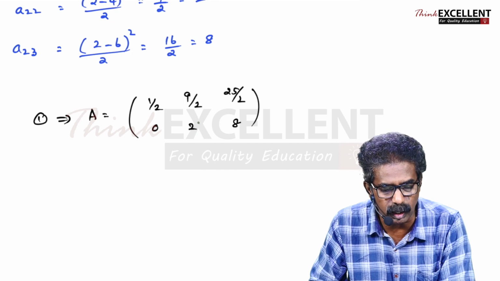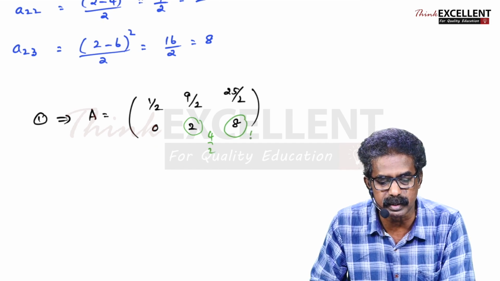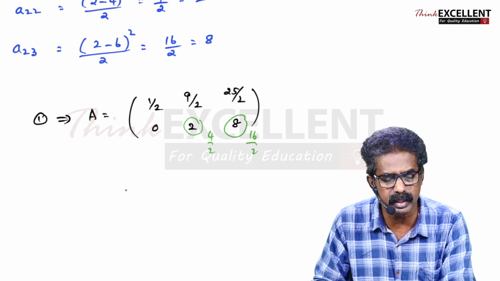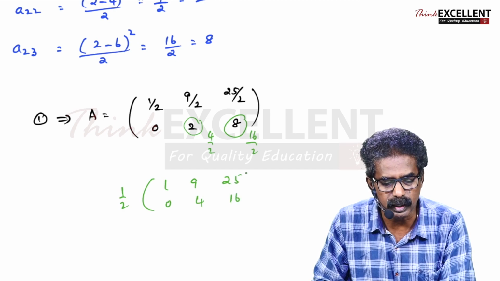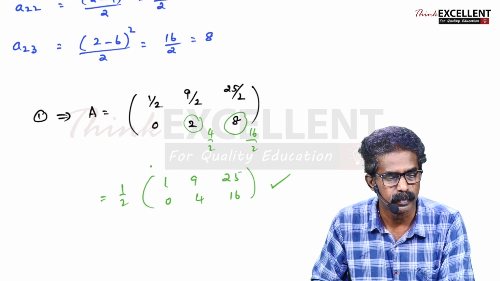Here it is not. If you want, what you can do, 2 can be written as 4 by 2. Then take 2 outside. 8 can be written as 16 by 2. Then 0 is 0 by 2, no problem, right? Then if you want, you can take a half outside. Then you can write it as what? 1, 9, 25, 0, 4, 16. If you want, you can write like this also. Both are correct only. You can use any one of them.